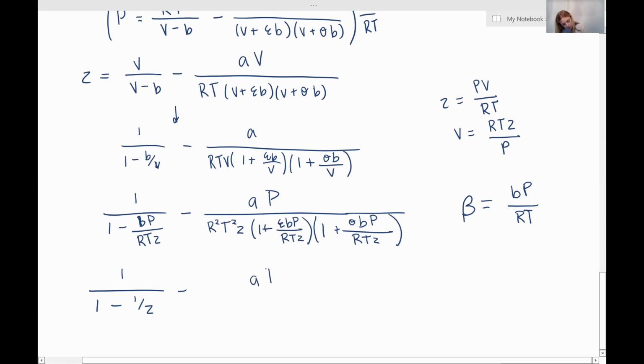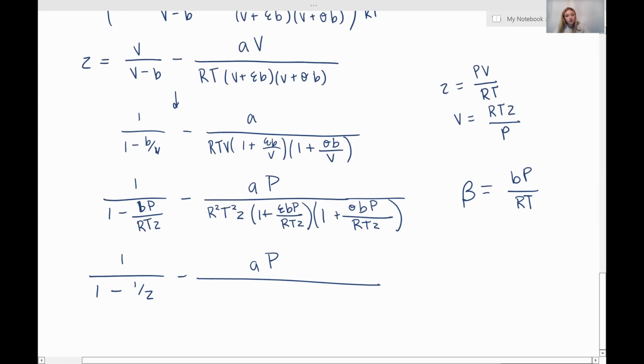Then a times pressure over R squared T squared Z, times 1 plus epsilon over Z. I'm sorry, epsilon beta, I forgot to put it in there. Times 1 plus sigma beta over Z.